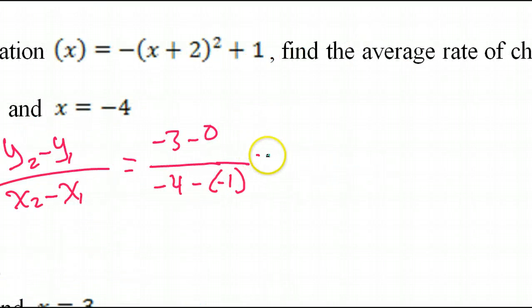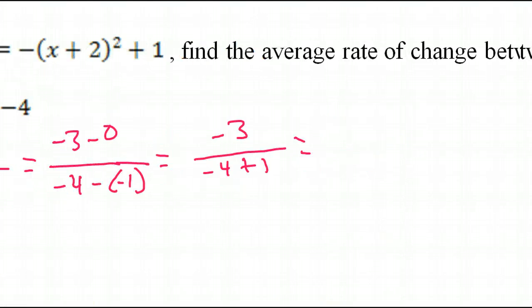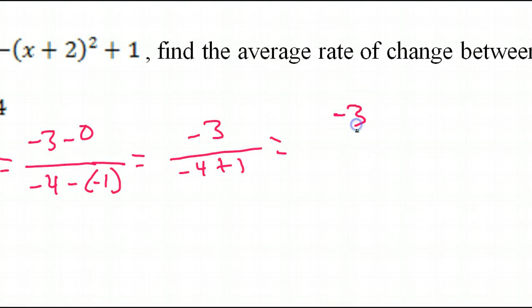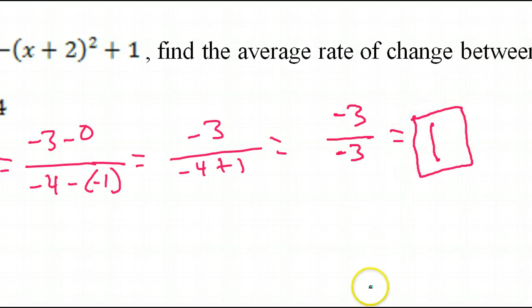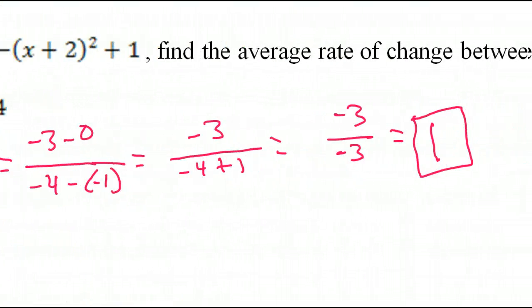Okay? Now, if you were to do this by hand, negative 3 minus 0 is negative 3. Now, this is like having negative 4 plus 1, because that whole minus and negative thing. Okay, so that's like negative 3 over, oh, look, negative 3. So that actually makes positive 1. Okay. Excellent.